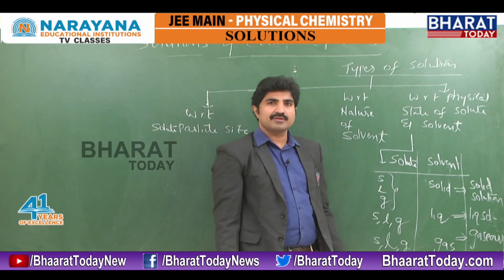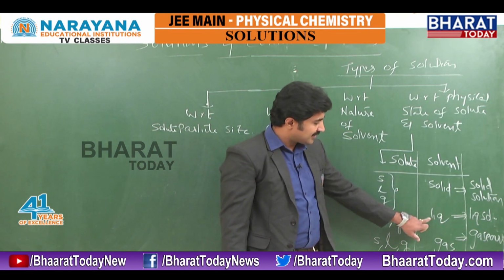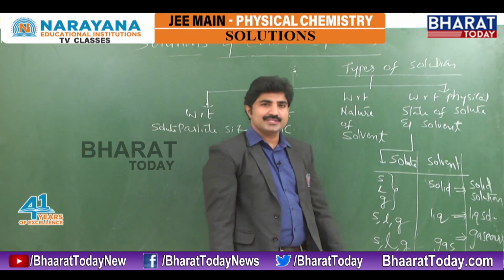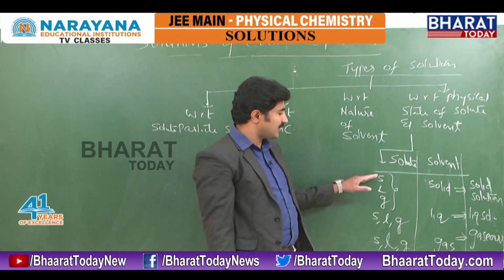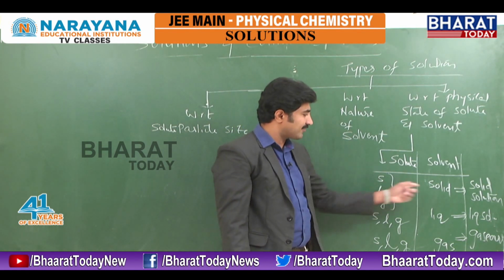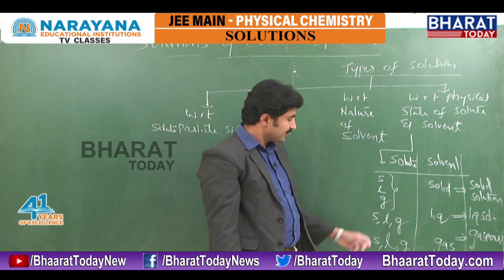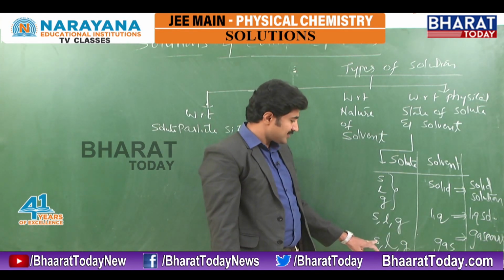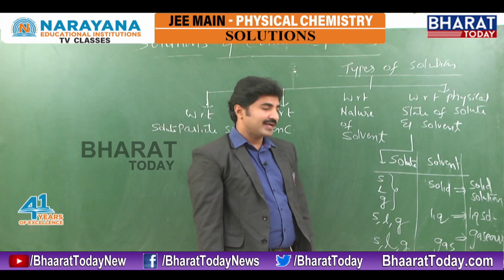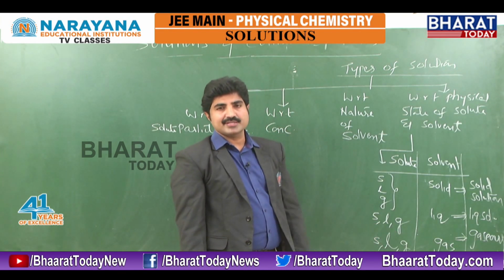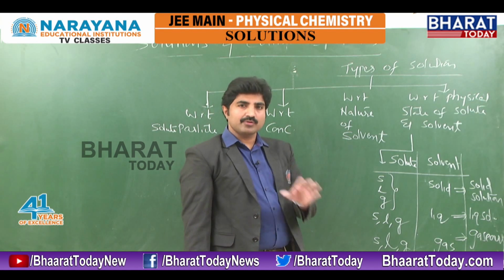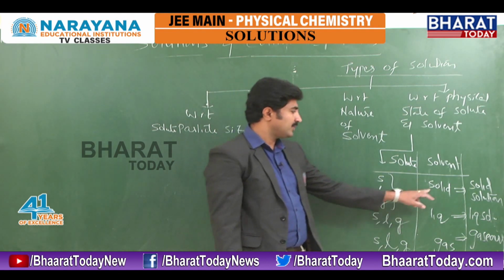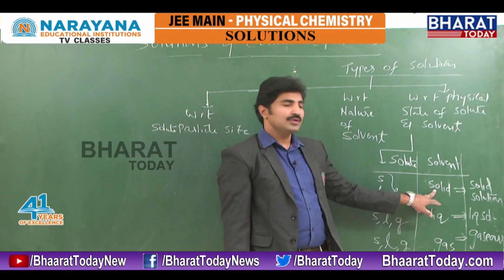Based on the solvent nature, we have three major types of solutions: solid solutions, liquid solutions, and gaseous solutions. But the solute may again be solid, liquid, or gas: solid in solid, liquid in solid, gas in solid solutions. Similarly, solid in liquid, liquid in liquid, gas in liquid solutions. Next, solid in gas, liquid in gas, and gas in gas solutions. With respect to the physical state of both solute and solvent, the total types of solutions are 9. But the major classification is with respect to solvent, and those are only three types.